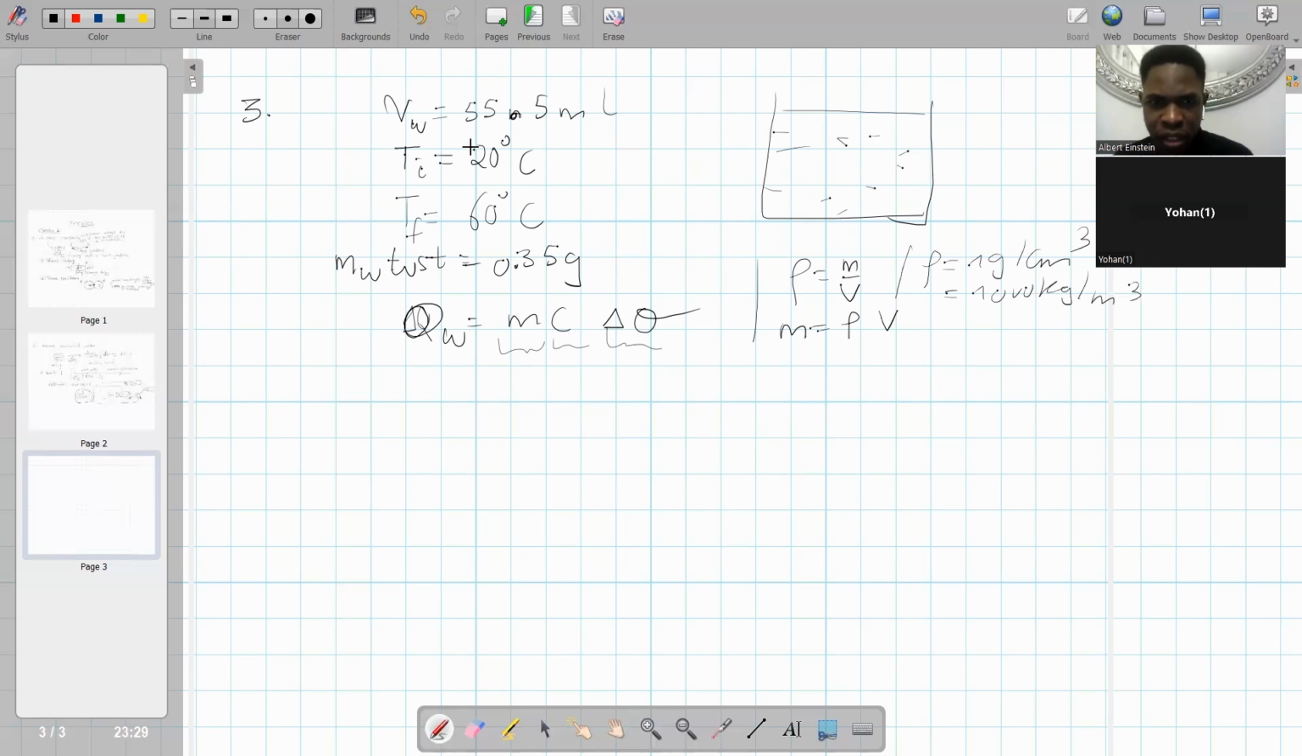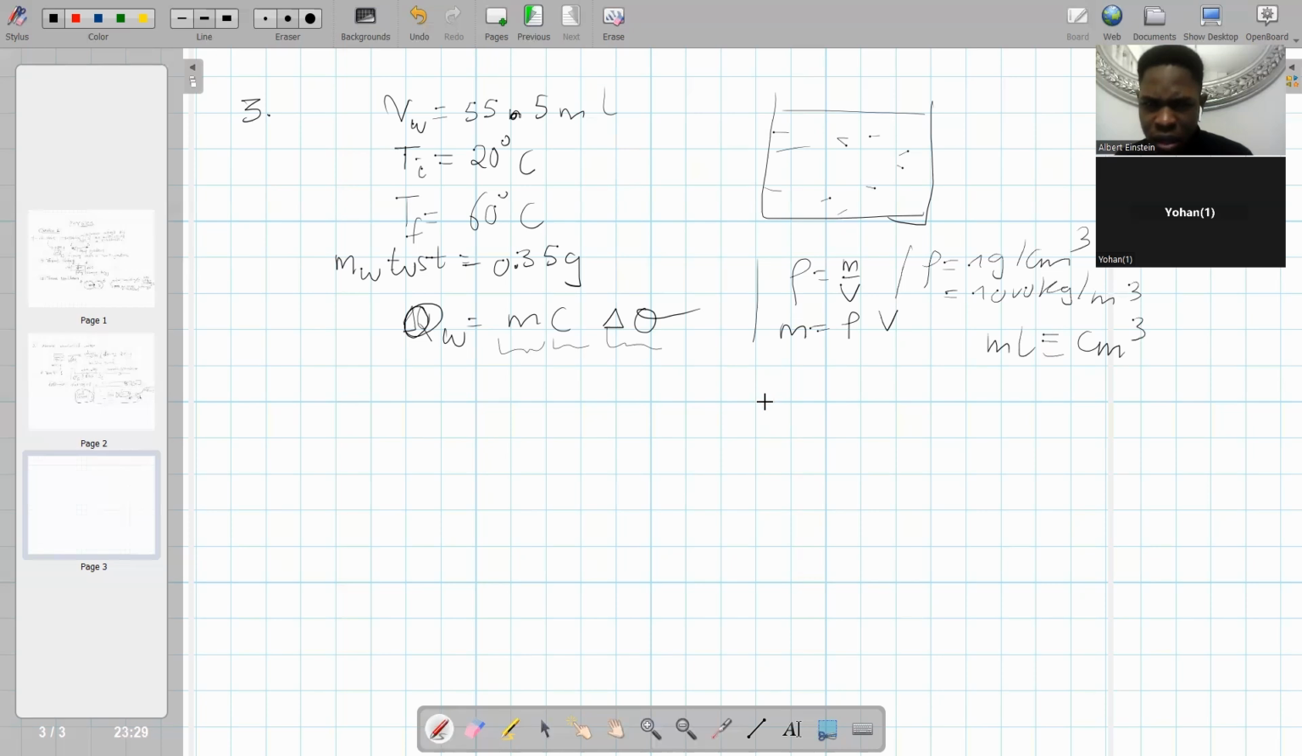So it means, a milliliter is what? A milliliter is equivalent to a centimeter cube, not a meter cube. So a liter, is that equal to a meter cube? No, no, no, no.